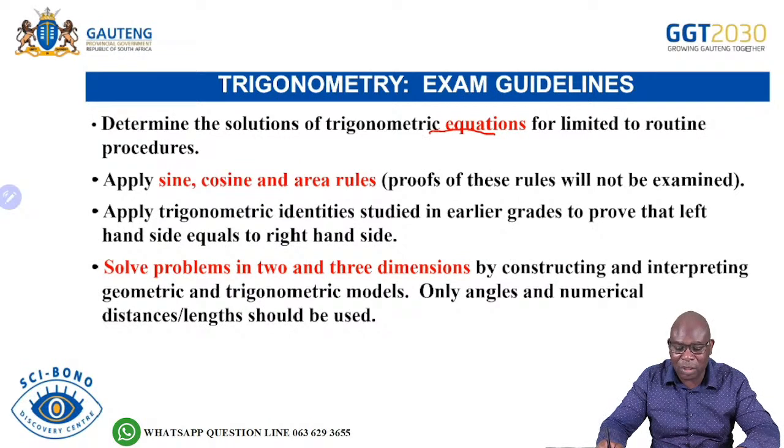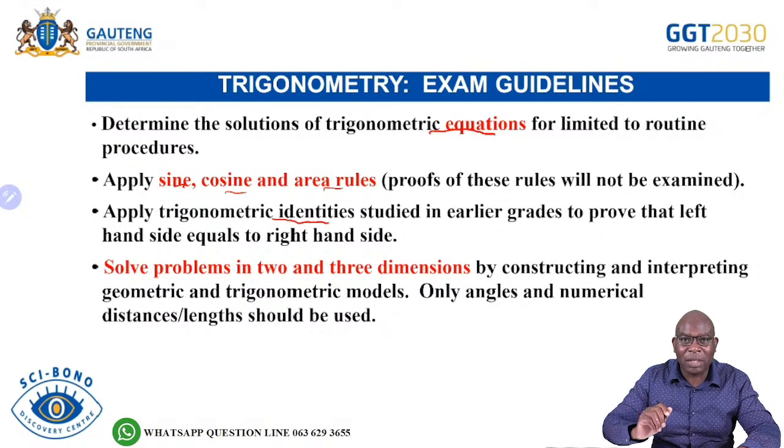We'll check the question. Apply the rules, the sine, the cosine, and the area rules. You'll see we don't ask you to use the sine rule or use the cosine rule. But with area rule, we say find the area of this triangle. Then you must know if the triangle is not a right angle triangle, use the rule. Apply the trig identities. Very important. You know your tangent of theta, it's sine theta over cos theta. Sine squared theta plus cos squared theta equals 1. That we call the famous 1.